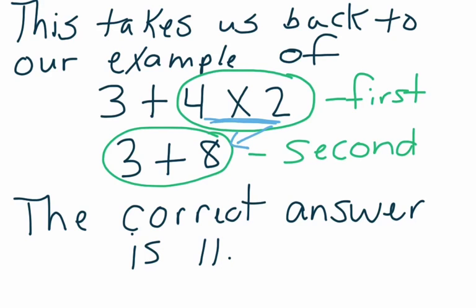If you had done 3 plus 4 first, you would have gotten 7. And then you would have multiplied 7 times 2 to get 14. If you got 14 as your answer, it is incorrect. Go back and start with the most powerful operation first, which would be multiplication, division, followed by addition and subtraction.